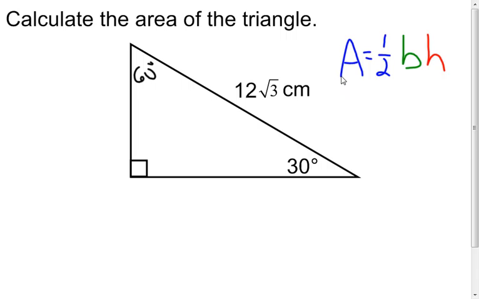I remember all I had to do was take that hypotenuse and divide it by 2. Well, 12 root 3 divided by 2 is 6 root 3. So this side of my 30, 60, 90 triangle is 6 root 3.